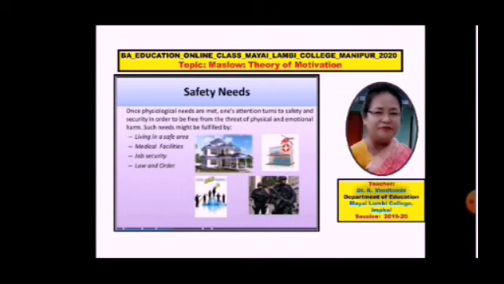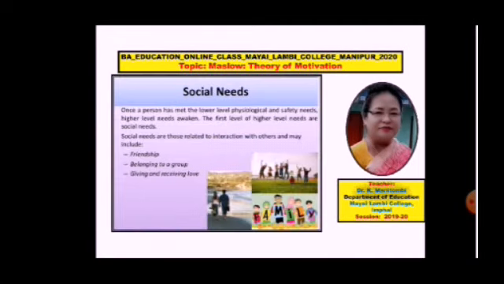And Maslow's theory of safety needs. Once the physiological needs are met, one's attention turns to safety and security, in order to be free from the threats of physical and emotional harm. Such needs might be fulfilled by, number one, living in a safe area; two, medical facilities; thirdly, job security; and fourthly, law and order conditions.